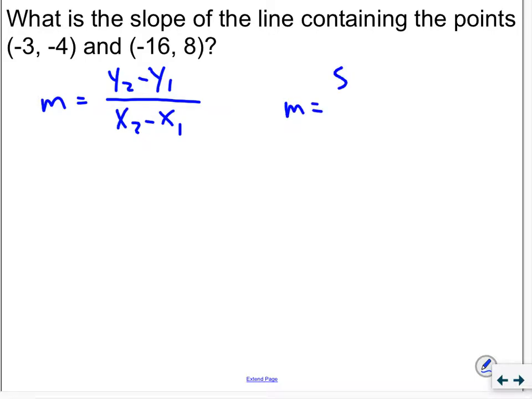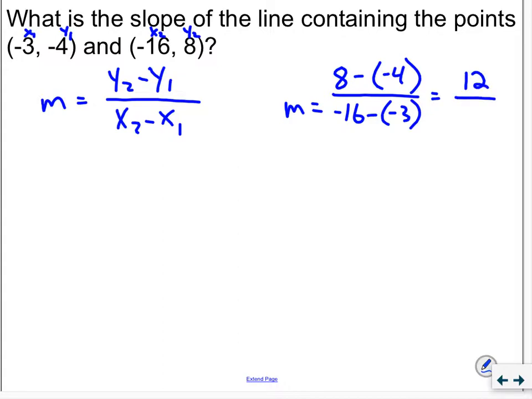So if we want to figure out the slope between these two points, let's do the change in y's. Now in this case, it matters what order we do them in. So if I'm going from 8 to -4, I'm calling this one y2 and this one y1. So I've got to be consistent and call that one x2 and that one x1. So then I'll do negative 16 subtract negative 3. So let's see, 8 subtract negative 4 is like 8 plus 4, which is 12. And negative 16 subtract negative 3 is like negative 16 plus 3, which is negative 13. How's that look? My arithmetic good?